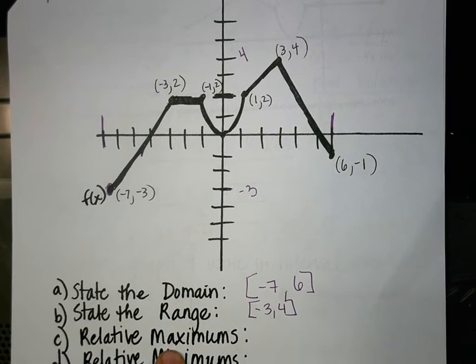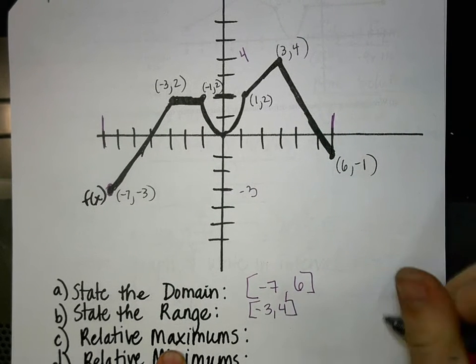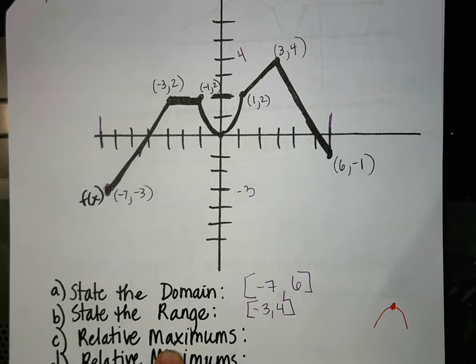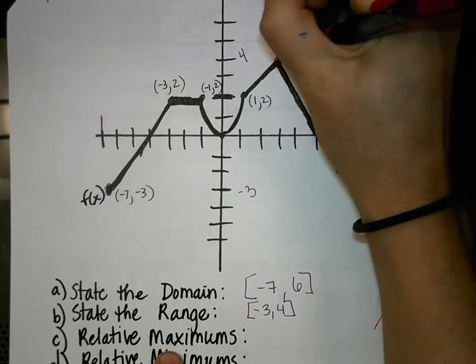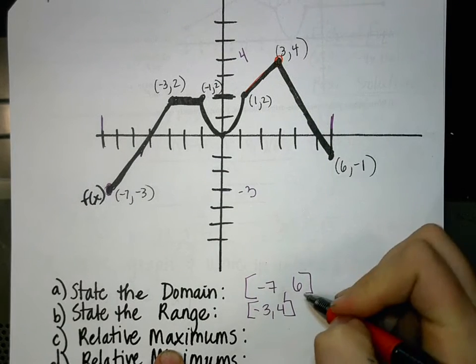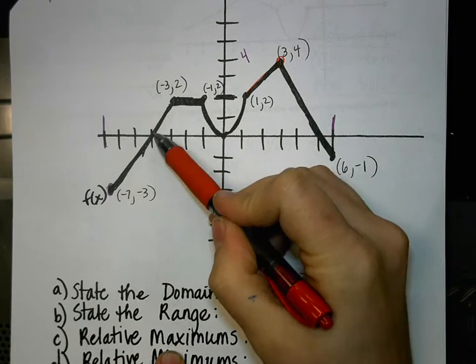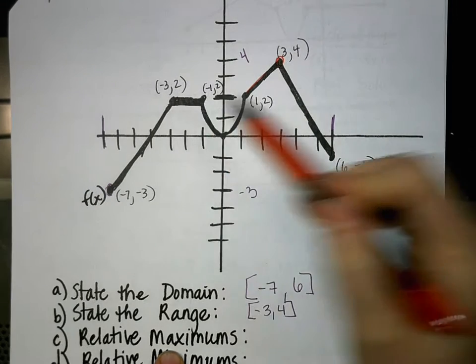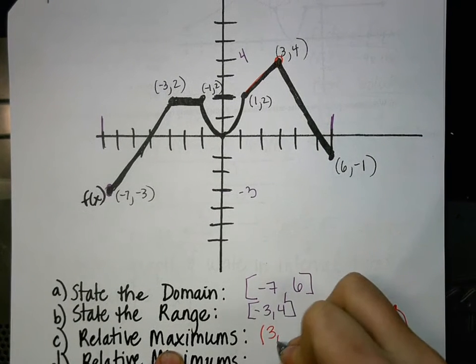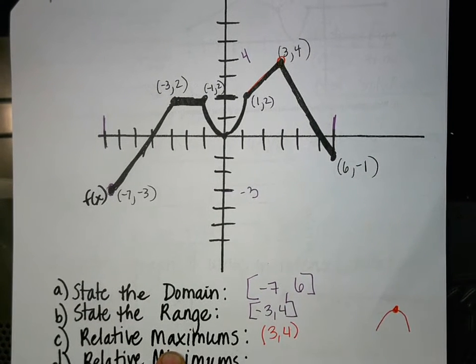Relative maximums means you need to change from increasing to decreasing, like the top of a peak or the top of a hill. Here is where we're changing from increasing to decreasing. Do I have any other points? This is increasing to constant, so that doesn't count, which means (3, 4) is my only relative maximum.